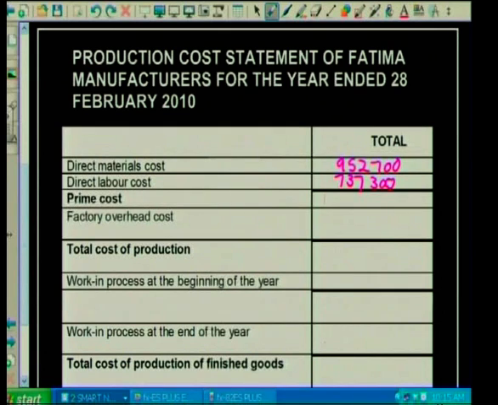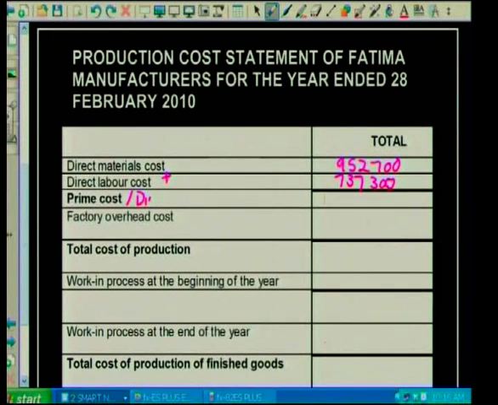Direct material cost plus my direct labor cost is what we call our prime cost. Prime cost obviously comes from the word primary cost, primary meaning what went into the actual making of the product: your direct materials as well as the people that manufactured the product itself, your direct labor. So prime cost, people, is simply another word for your direct cost.